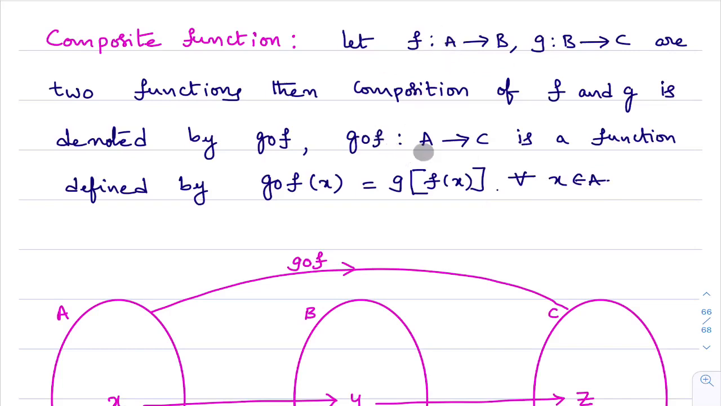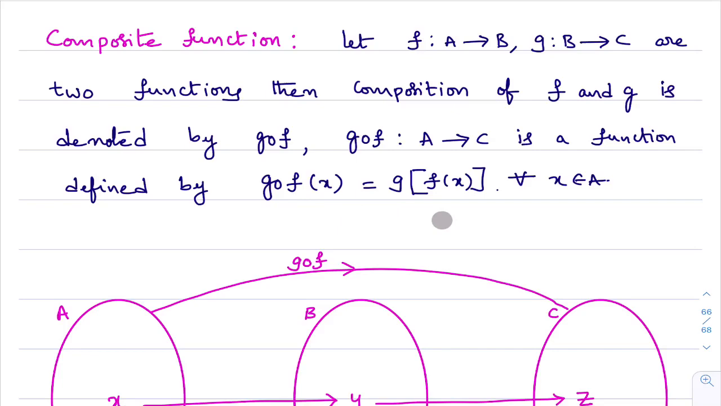So what is composite function? F from A to B, G from B to C are two functions. Then composition of F and G is denoted by G circle F. What is G circle F? G circle F is the composition of F and G. How is it defined? G circle F is a function from A to C. It is given by G circle F of X equal to G of F of X. You will understand. That's it. This is the definition of composite function.